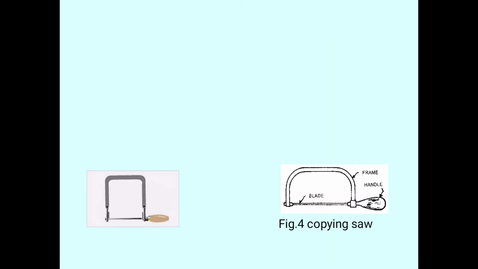And the next one, we can see the diagram here, that is a coping saw. There are parts for the coping saw, that is frame, handle and a blade. The handle is made up of wood, that is, a wooden handle.